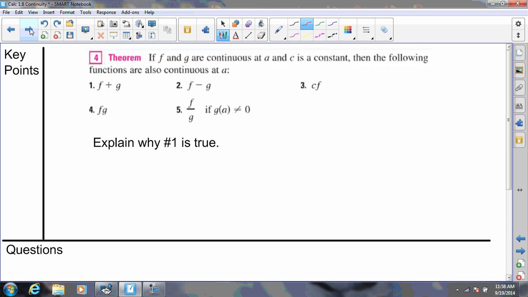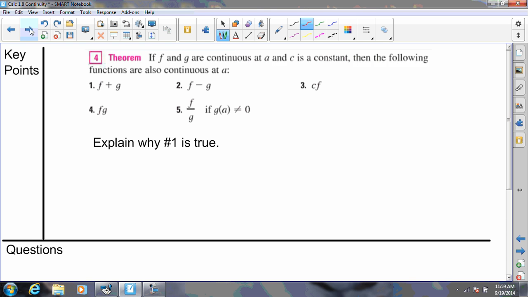Suppose we actually have a piece where we want to add functions now. So we have a picture where the graph of f is continuous. The graph of g is continuous. We can add continuous functions together and it will still be continuous. We can subtract, we can multiply, we can divide, as long as dividing makes sense. We can multiply by constants. All of those things will still work.